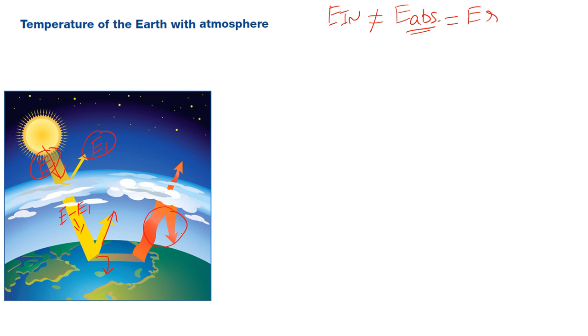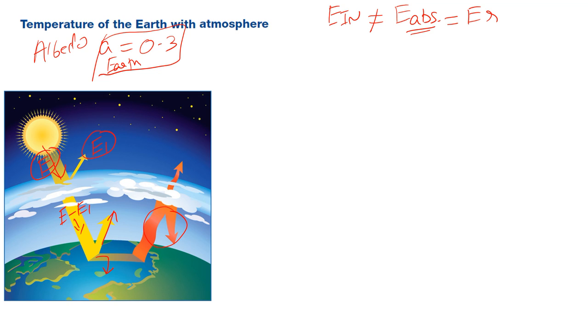About this we will consider the working later on, but the whole point is that the energy coming in is not equal to the energy which is absorbed by the earth. That is where the factor of albedo comes into the picture. So the value of A for earth can be considered as 0.3. This is the average value of albedo for the earth's surface.